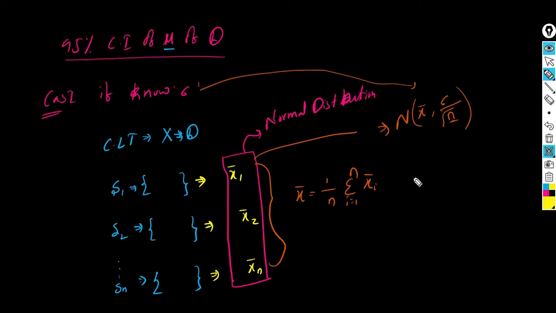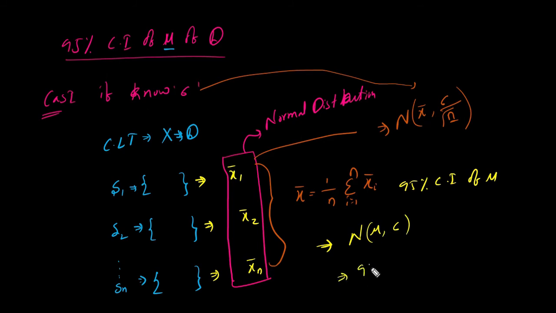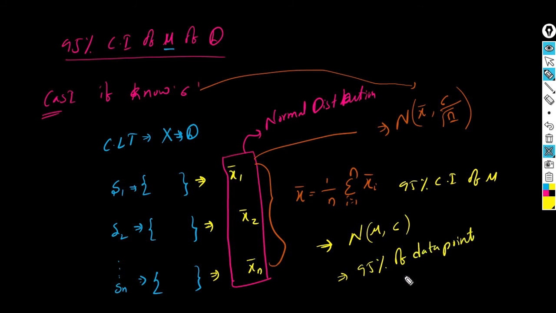Now I want to find the 95% confidence interval of mu. We know one thing from the normal distribution: if the data is a normal distribution with mean mu and standard deviation sigma, then 95% of data points lie between mu minus 2 sigma and mu plus 2 sigma.